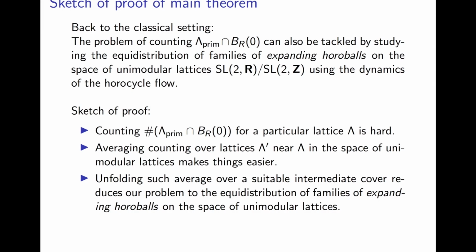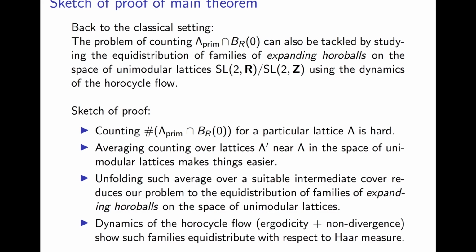and now you've reduced your problem to a statement about equidistribution of certain sets, and we've gained a lot here because now this is an equidistribution question, and that clearly lands in the domain of dynamics and ergodic theory. In this case, we can use the dynamics of the horocyclic flow, in particular certain ergodicity properties and non-divergence properties, to show that these families of expanding horoballs equidistribute with respect to the Haar measure on the space of unimodular lattices. Yeah, so that's an idea of how this mindset works.